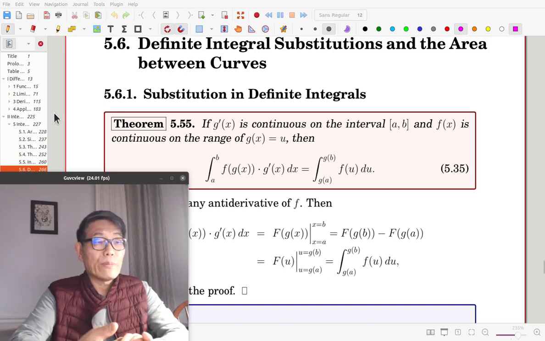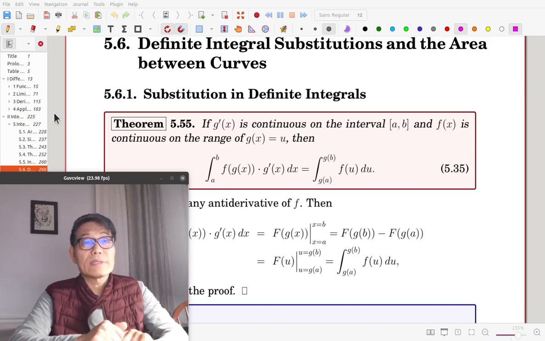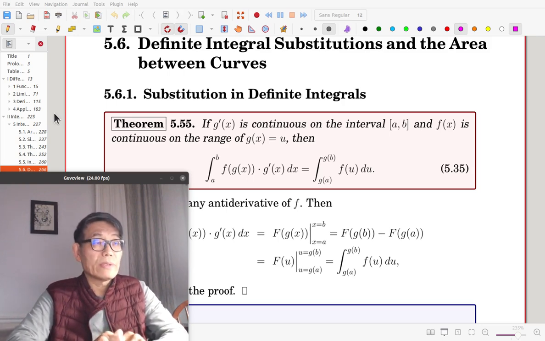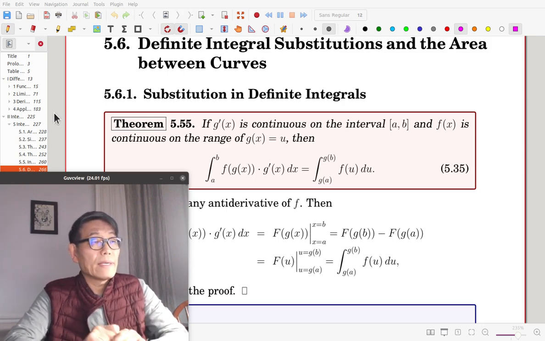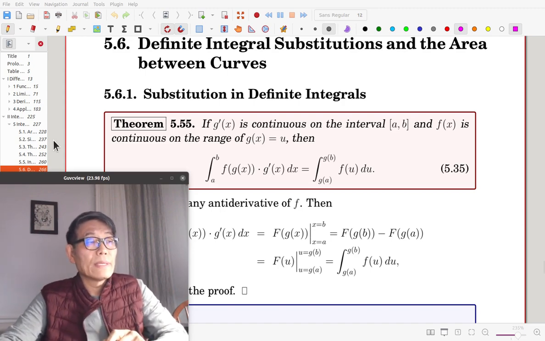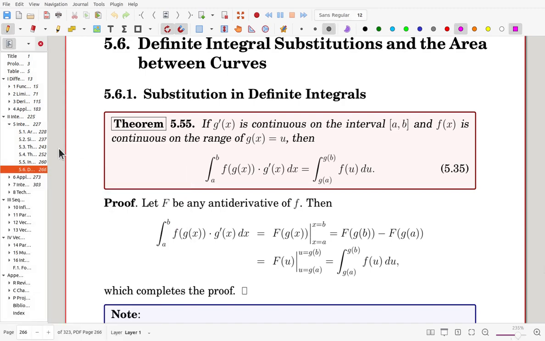It is section 5.6, definite integral substitutions and the area between curves. Okay, let's see the theorem. A similar one was considered when we studied substitutions in indefinite integrals. With the substitution u equals g of x, and without lower and upper bounds, the integral of f of g of x times g prime of x dx is the same as the integral of f of u du.